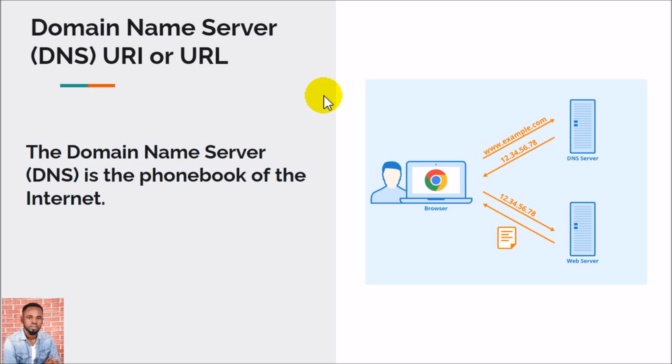There is what is known as a domain name server. Now what is a domain name server? A domain name server is just like a computer that is connected to the internet. That computer is always online, always connected to the internet. Now what happens here is that names are being registered.